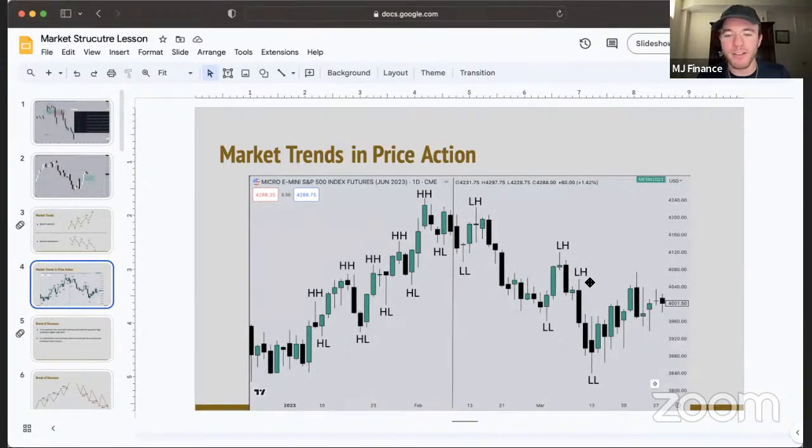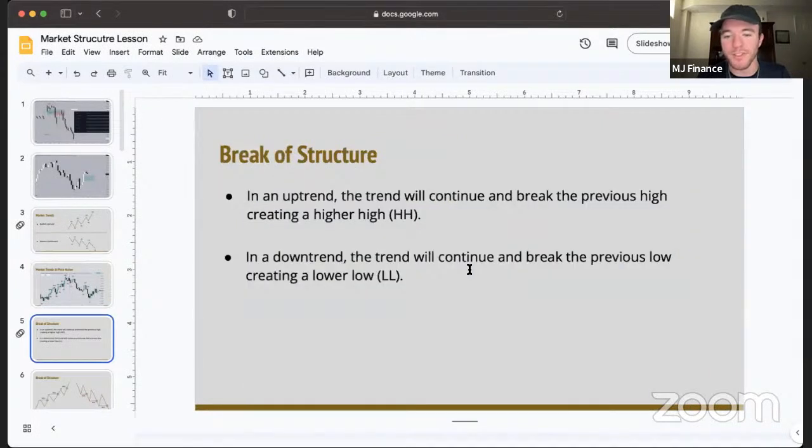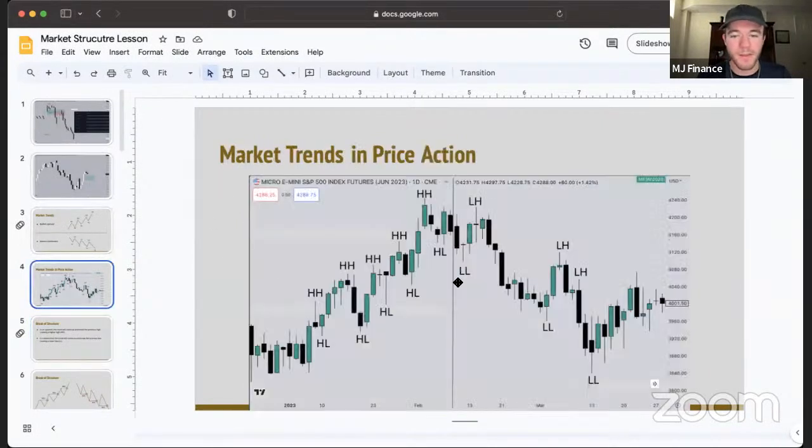And again, how you identify these is simple. The middle candlestick is going to be higher than the one surrounding it to identify a swing high. And then for a swing low, the opposite is true. The middle candle is going to be lower than the surrounding candles, right? So this is a lower low, but this is not, right?